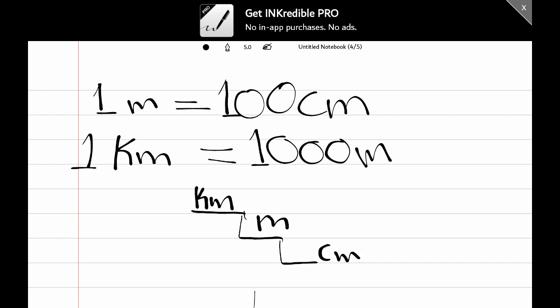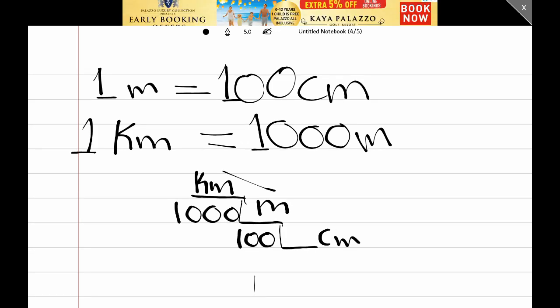Now, 1 meter is equal to how many centimeters? It is 100. So we write the difference here, which is 100. 1 kilometer equals how many meters? It is 1,000. So when we convert from kilometer going down to meter, we multiply by 1,000. And from meter to centimeter, we multiply by 100.